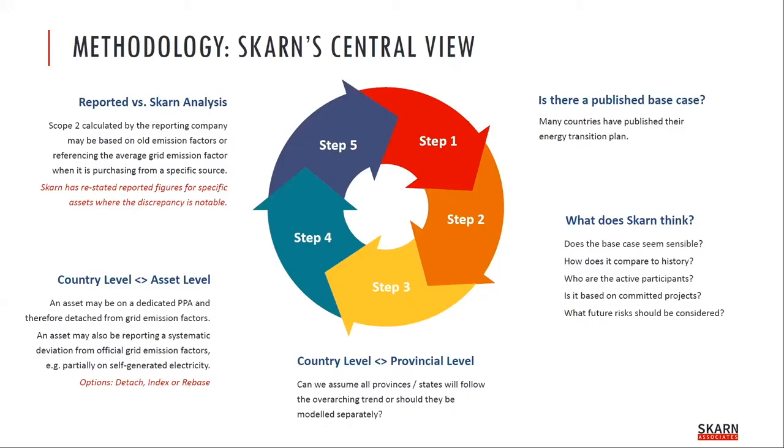And then, of course, country level versus asset level. If the asset is on a dedicated PPA, then it's detached from the grid. So what we do is we model those in individually, and there's no further flexing. And then for the rest of the assets, we either index or rebase to match the average grid emission factor. And Lucian can talk more about the methodology in a later slide.